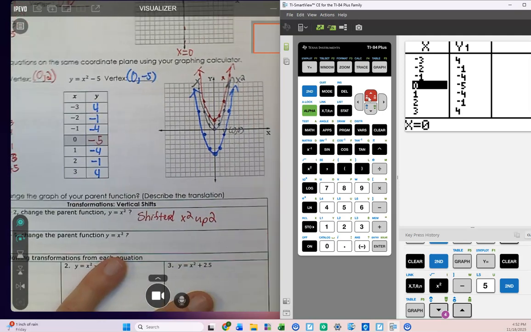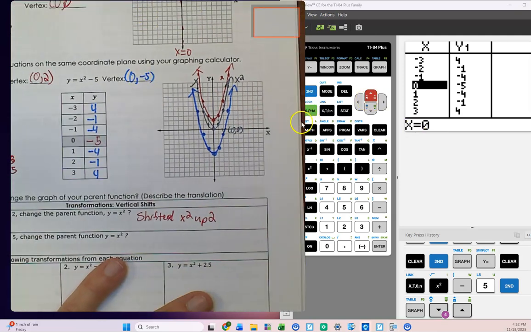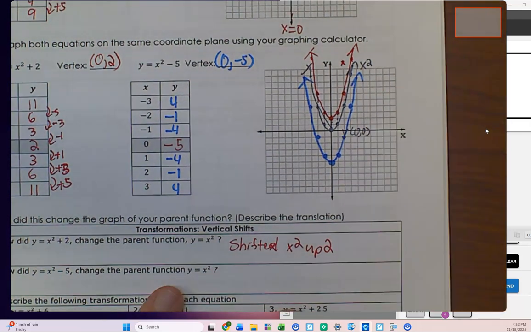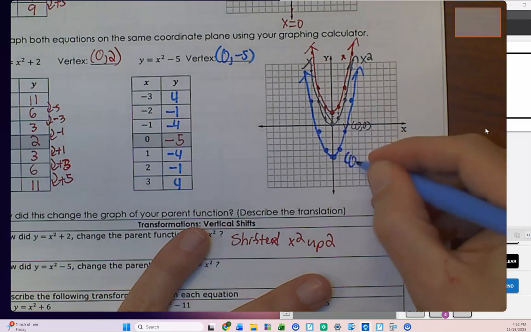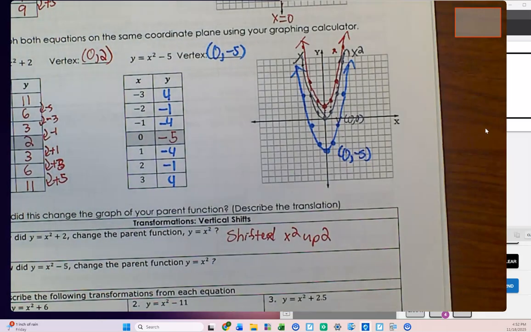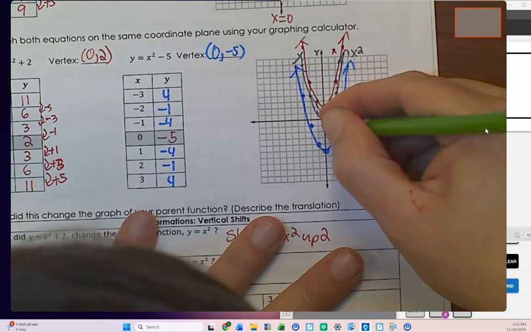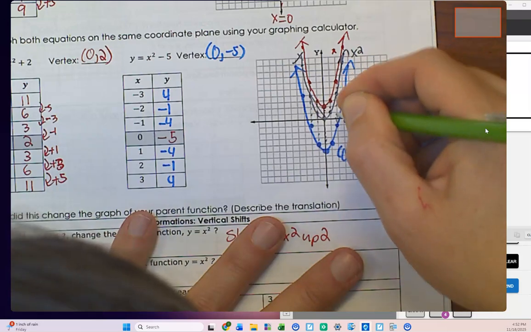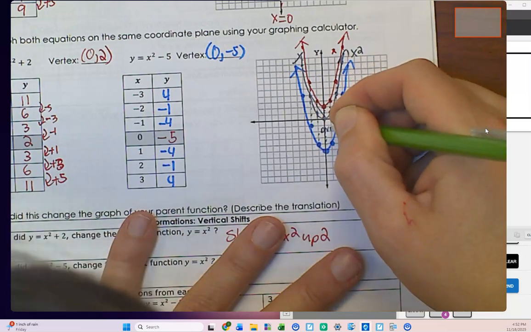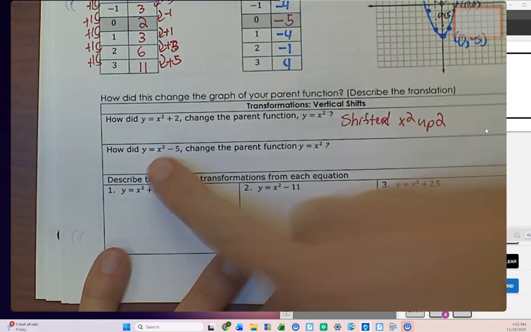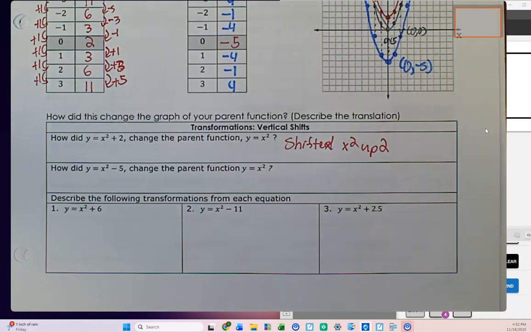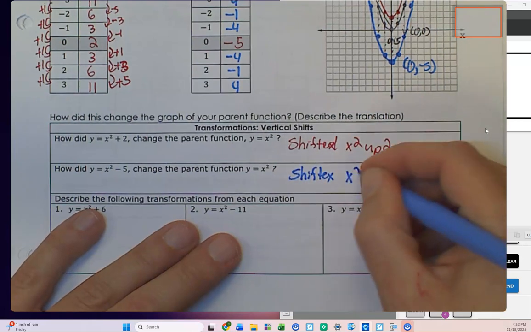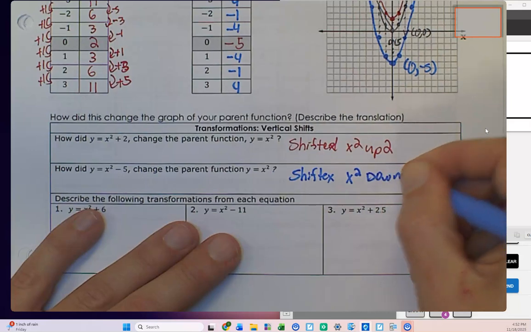So here's the parent function at (0, 0). And when you do transformations, you compare it to the parent function's vertex, which was (0, 0). This is (0, -5). Basically, I took the parent function and dropped all the points down 5. So how did x squared minus 5 change it? It shifted x squared down 5.